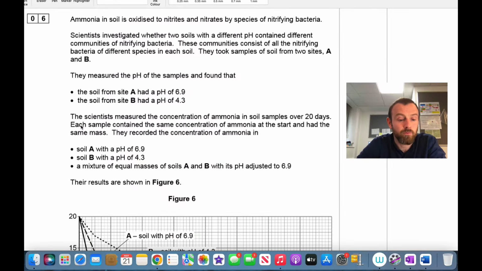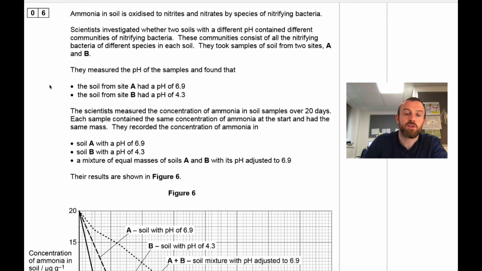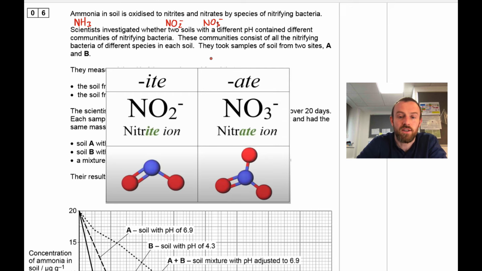Question 6. Ammonia in soil is oxidized to nitrites and nitrates by species of nitrifying bacteria. So NH3, to nitrites, which is NO2 something minus, and NO3 something minus. Can't remember the charge actually right now. But ammonia, nitrites, nitrates. Nitrifying bacteria.